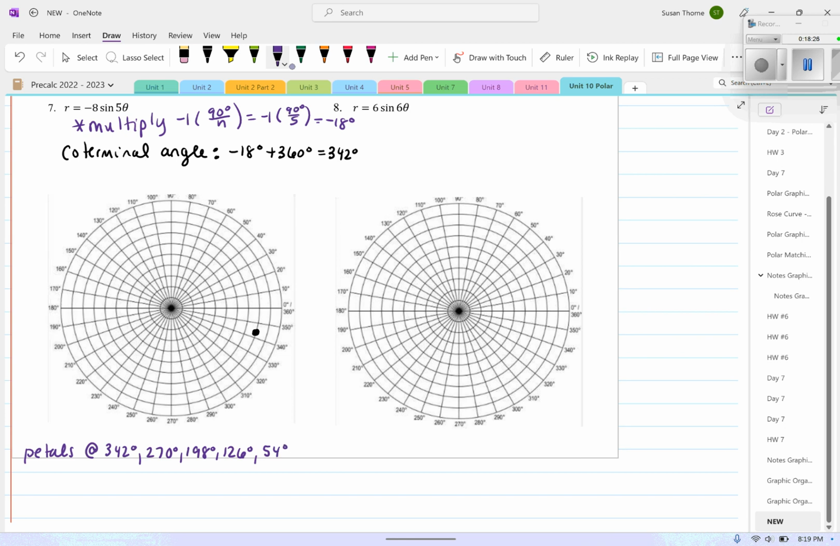So now we can go ahead and graph these. I'm going to start with 54 and go backwards. So 54 will be somewhere in here. 126 is the next one. 198. 270. And then the next one we have already, which is 342. So our graph would actually go around like this.